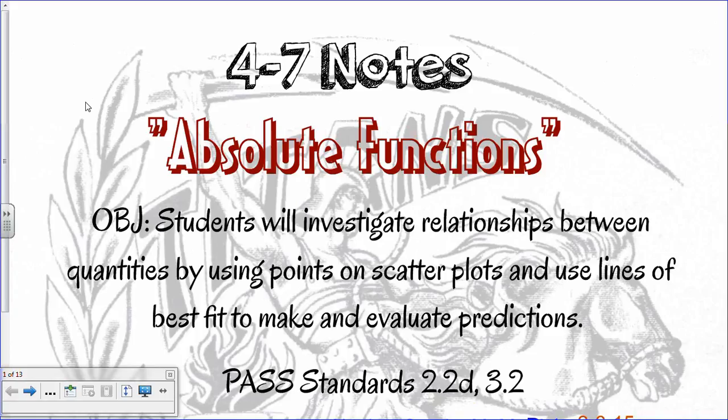Okay, so you got the objective there. Students will investigate relationships between quantities by using points. Okay, right there: students will graph absolute value functions on a coordinate plane. Write that as your objective.